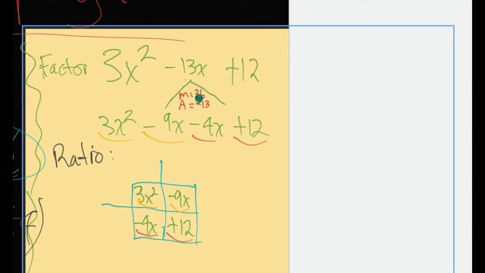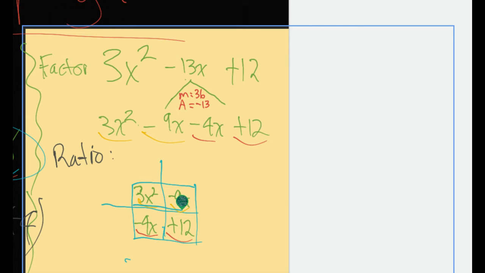And now we have 4 terms. Okay, so this negative 13x breaks down into negative 9x and negative 4x. Now I need to factor that. So what would it be? And I get the two numbers. Yeah, the two numbers are negative 9 and negative 4.